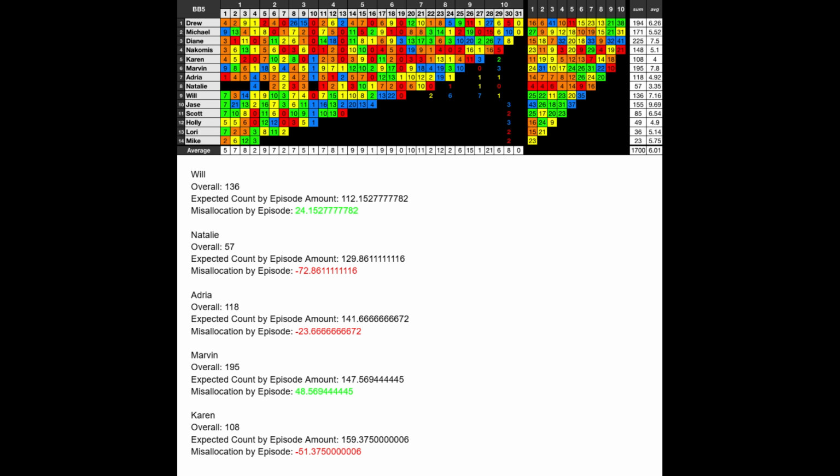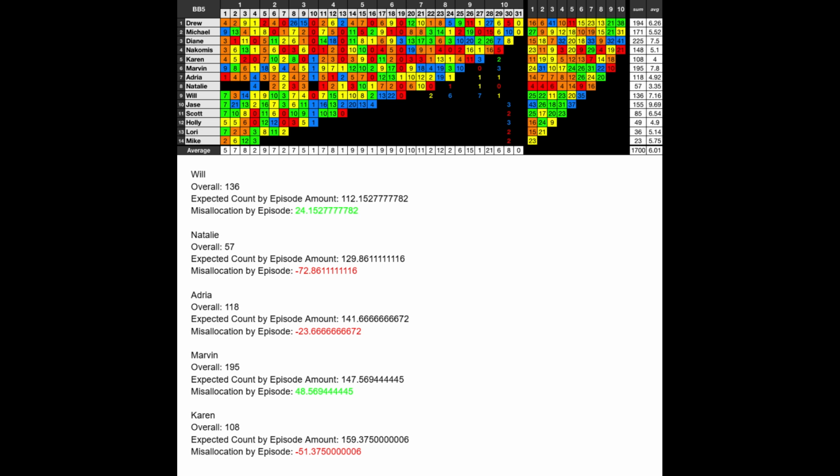Marvin has an overall diary room count of 195, and his expected count by episode amount is 147, meaning that his misallocation by episode is 48.56, meaning that he got more diary rooms than he should have if we were going by the balanced edit. But he's funny as heck, so I can't blame them.